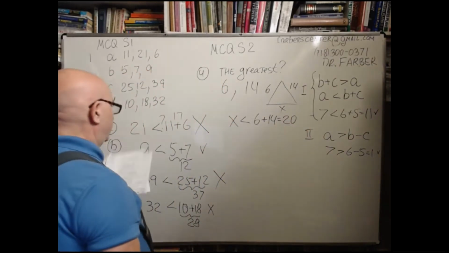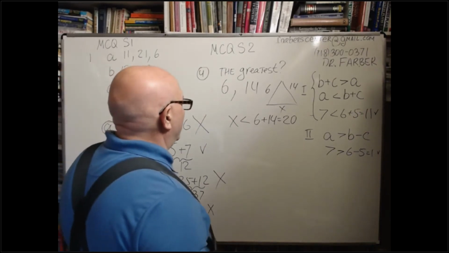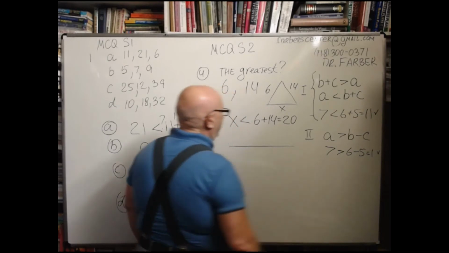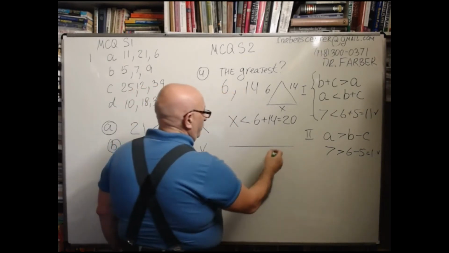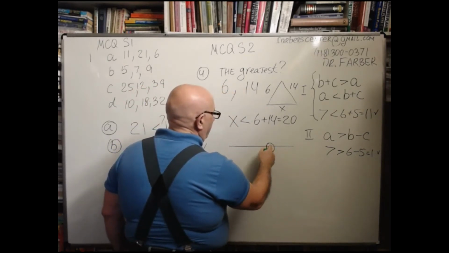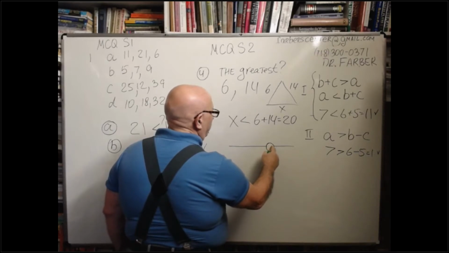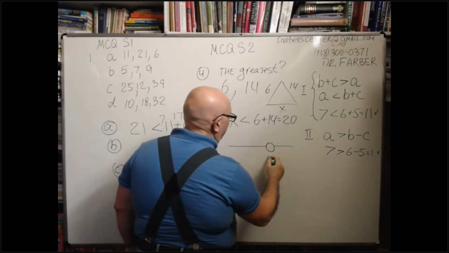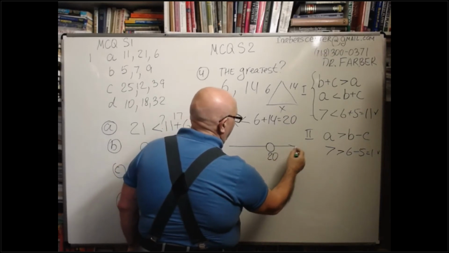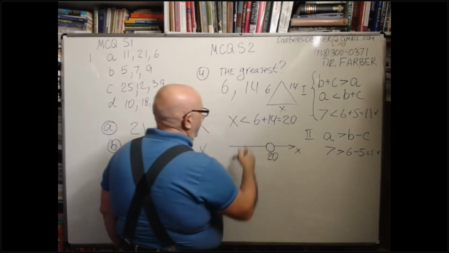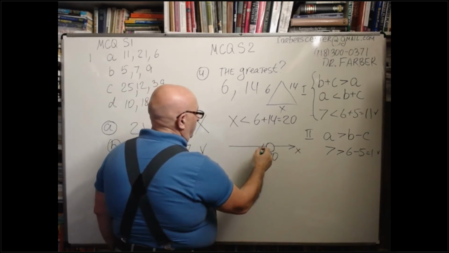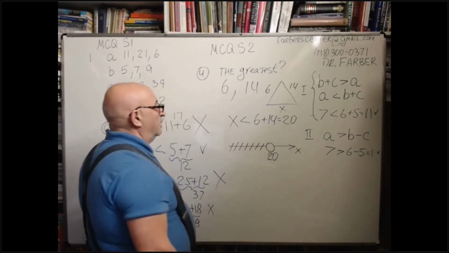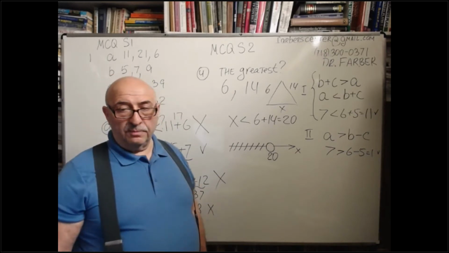And this is a multiple choice question. How do you solve the inequality? For an inequality, make a number line. Put 20. This is a strong inequality, so you make a hole over there. 20 is not included. And x is less, it means you have to shade the left part. This is my solution set for this inequality.